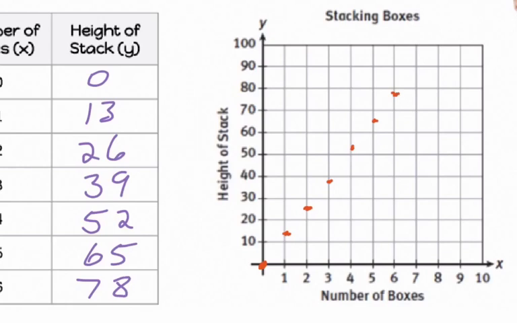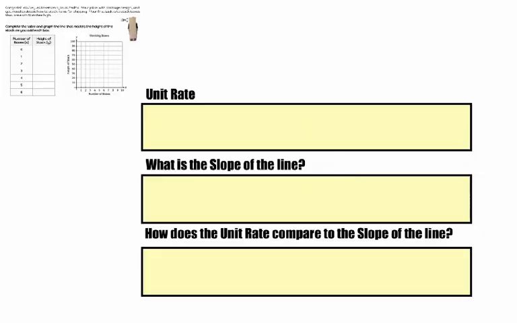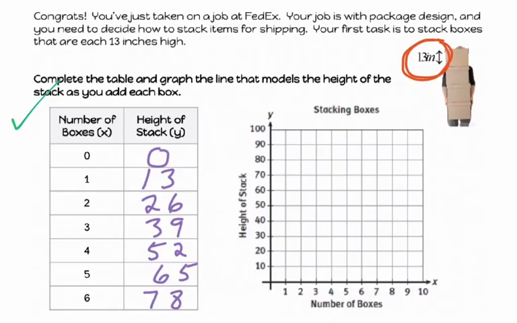Obviously, if we graph this proportional relationship, we're going to end up getting a straight line. Should be getting a straight line all the way through, going up that way, and that's our positive proportional relationship. So below that, I know you've got some questions here. Looks like this. Unit rate. What is the slope of the line? How does the unit rate compare to the slope of the line? All right, well, we talked about the unit rate going back a little bit.